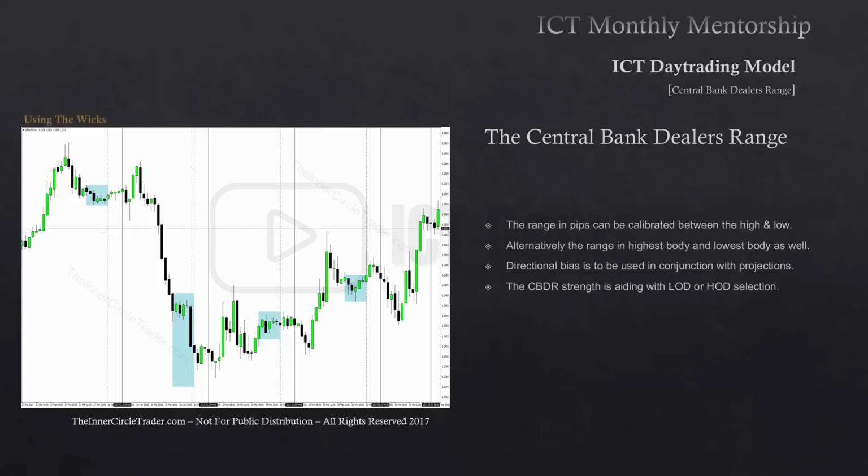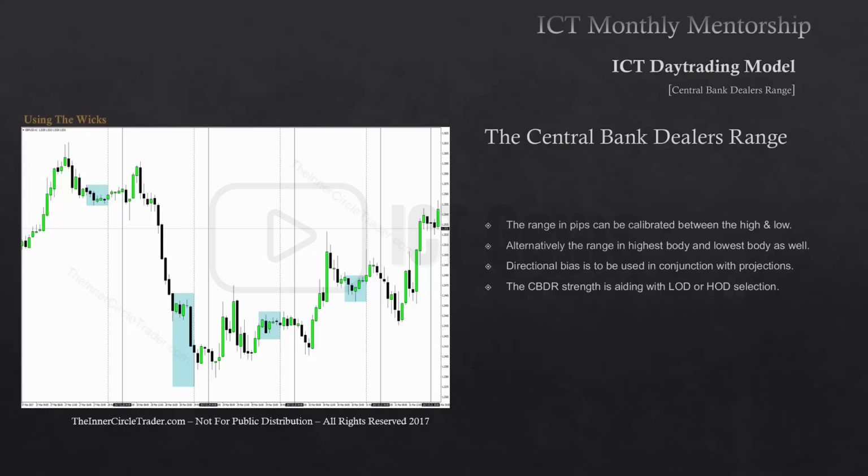Now, we can use the range in pips by calibration from high to low or using the wicks, or alternatively, we can use the range in the highest body and the lowest body as well, whatever the highest closing or open price is, and whatever the lowest close or open is in between 8 p.m. and 2 p.m. New York time. Now, obviously, we need to know directional bias for this to be of any assistance to us, so it has to be used in conjunction for our projections to work.